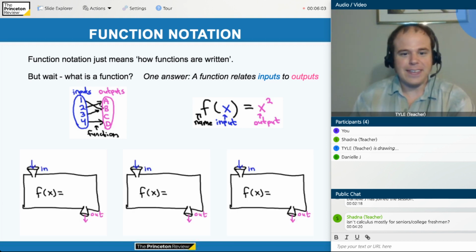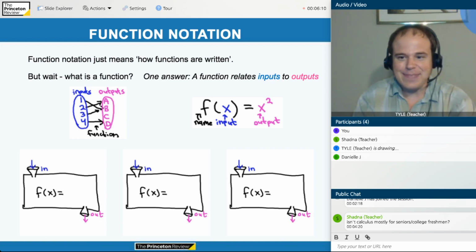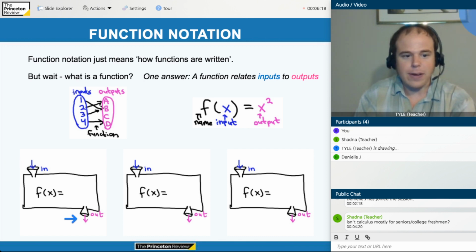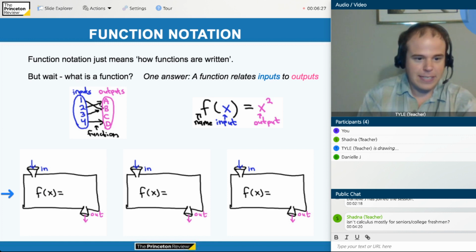Let me give you another visual representation of this for those of you who are more visual learners. We can think of the function as this machine, which I've drawn as a black box here. This big black box is like the function. It's taking some input, and it's giving you some output, and it's doing something in the middle. There's some rule that it applies to the input to give you the output. So let's see some examples.